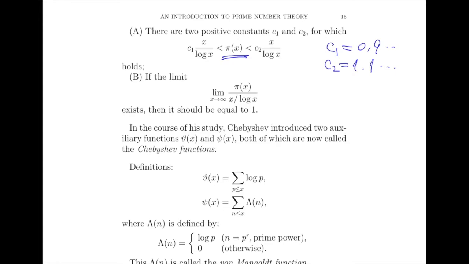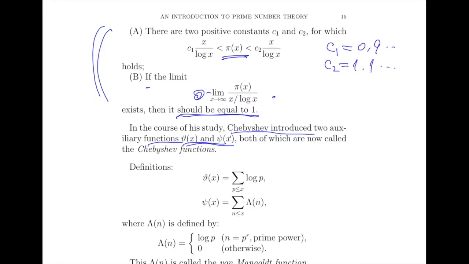And moreover, if this limit exists, Chebyshev showed that this limit should be equal to 1. He couldn't prove the existence of this limit, but anyway, you can see that these two results of Chebyshev are quite close to the final statement of the prime number theorem. And more important, in the course of his study, Chebyshev introduced the following two auxiliary functions, theta(x) and psi(x), which are now called the Chebyshev functions.